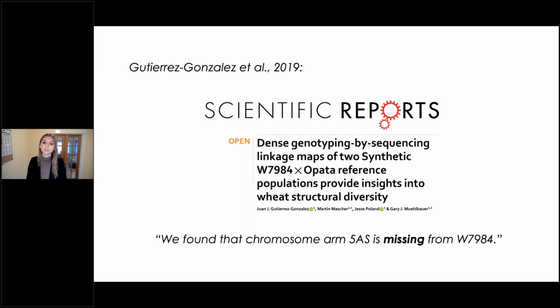However, our fine mapping advancement and trait time point prioritization coincided with the publication from Gutierrez-Gonzalez et al. in 2019, where the authors pursued dense GBS linkage maps for W7984, Opata, double haploid, and recombinant inbred line populations. One of the most relevant findings was that the short arm of chromosome 5A for W7984's parent is missing. So this means the populations are segregating for the presence of either the OPATA short arm on chromosome 5A or the absence of a short arm.